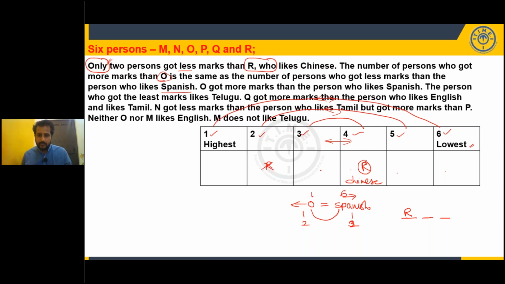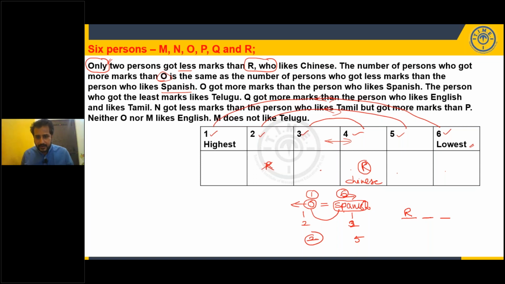Maybe O may be in first position or O may be in sixth position. When O is in first position, Spanish will be in the sixth position. When O is in the sixth position, Spanish will be in the first position. One more possibility is 2 and 5 positions, corresponding positions. When O is in the second position, Spanish will be in the fifth position. When Spanish is in the second position, O will be in the fifth position. Because between these two, who scored highest marks, that we don't know.